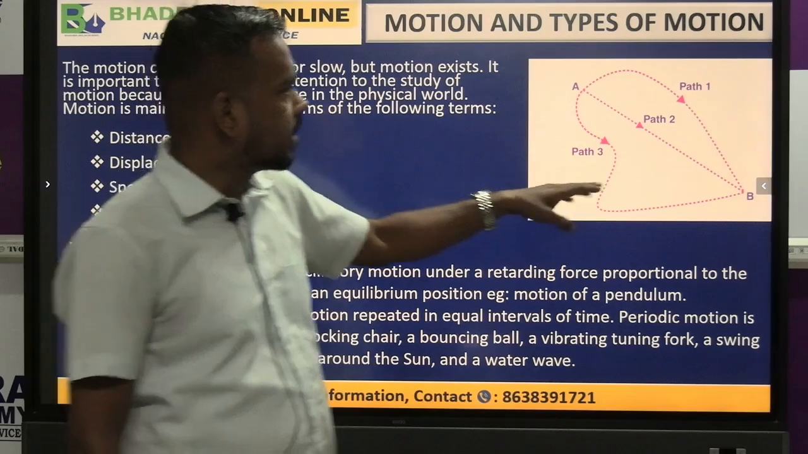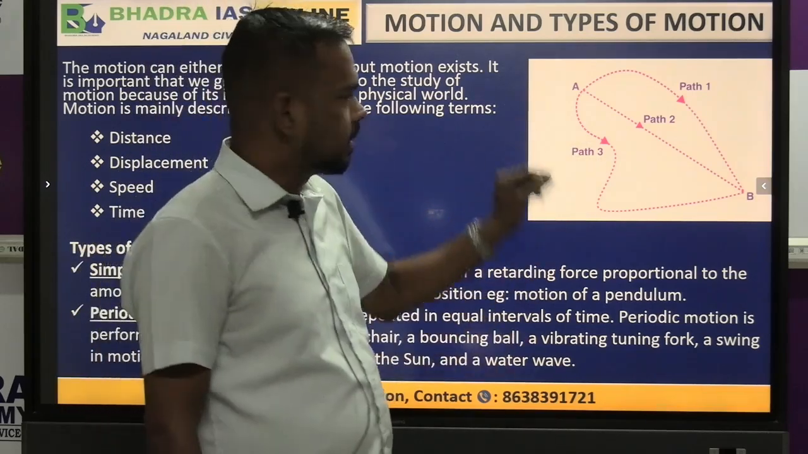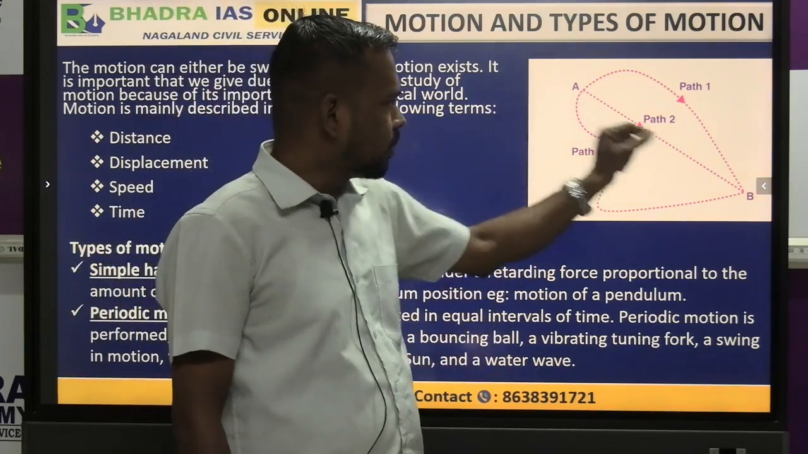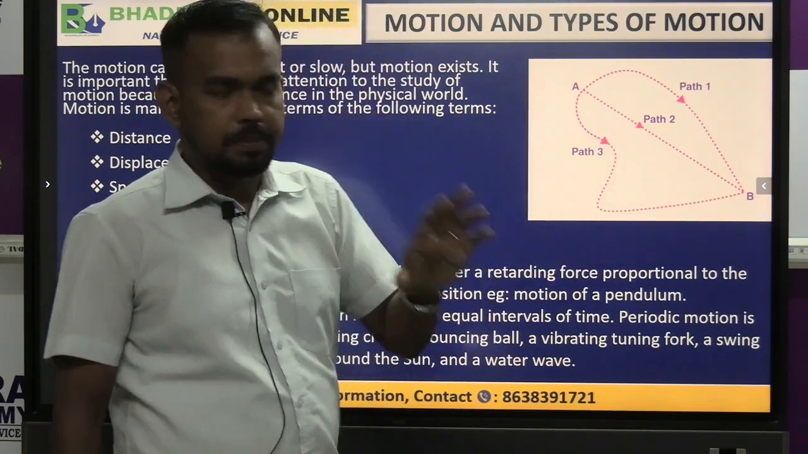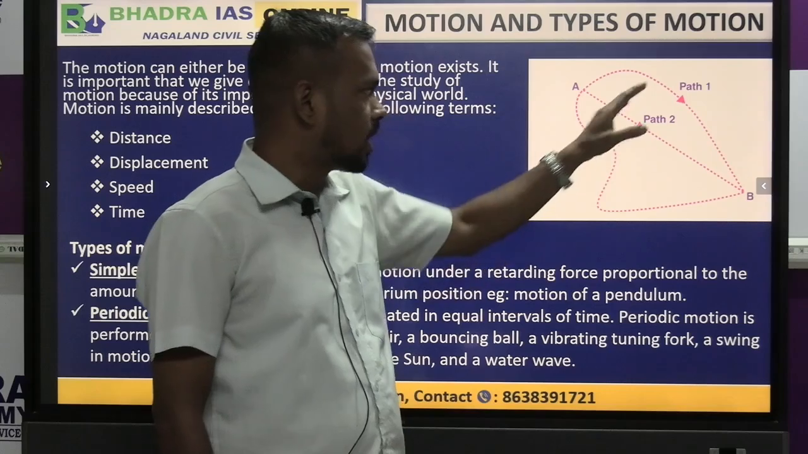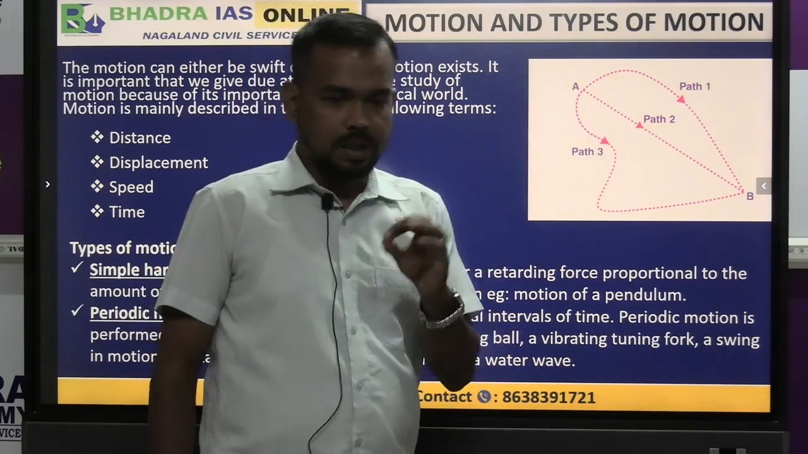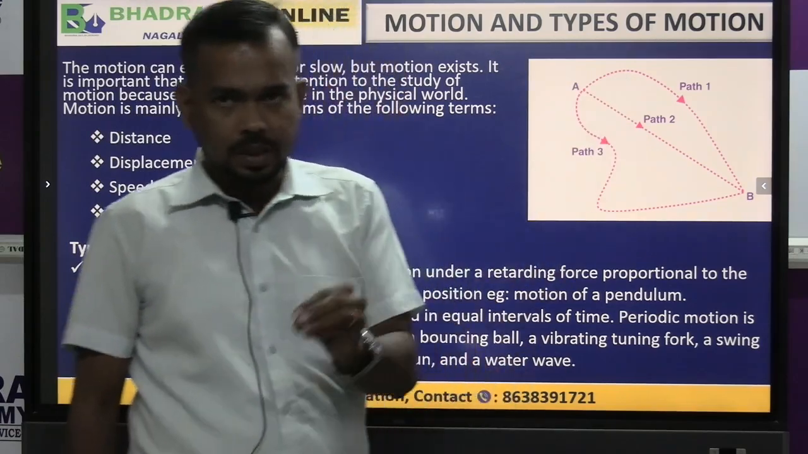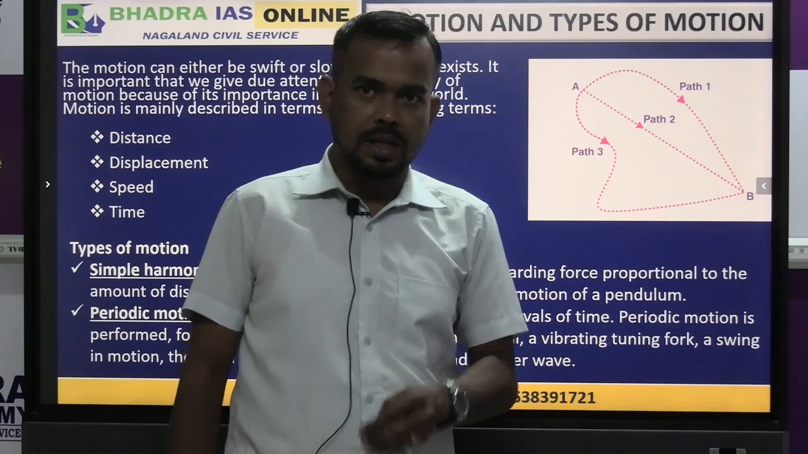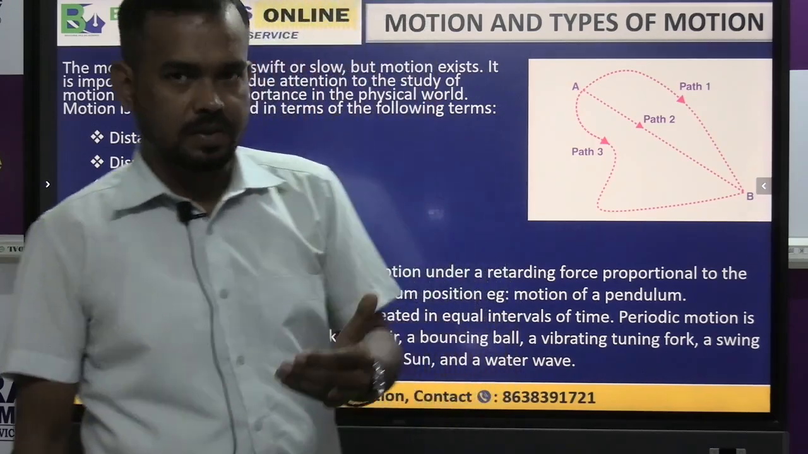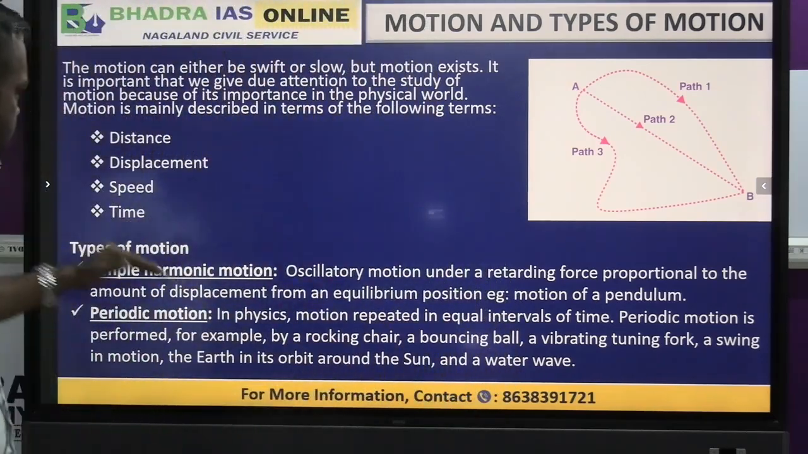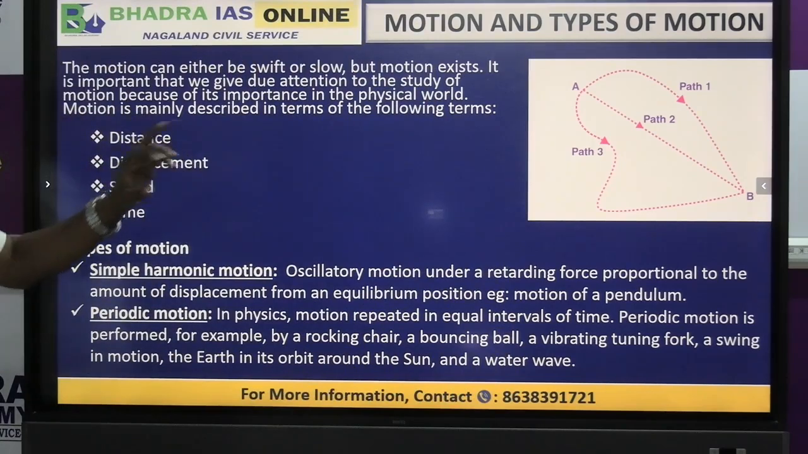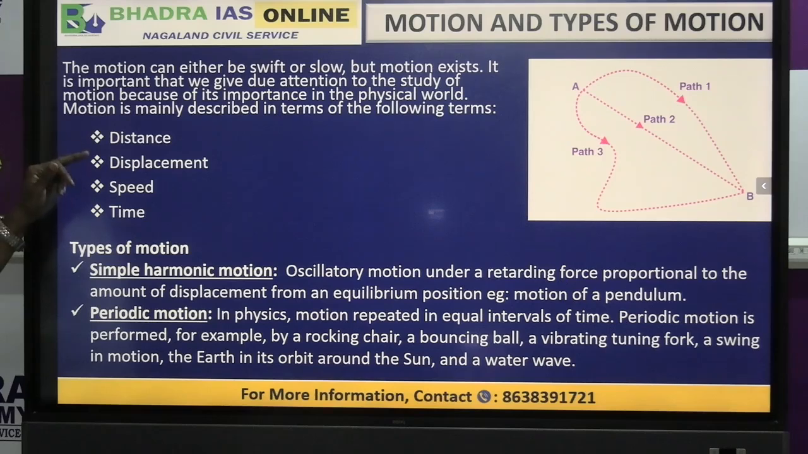Also you can see in the diagram, motion is basically a displacement of an object from point A to point B, but it can have different paths. Here are the different paths, path 1, 2 and 3. Depending on the path, the time taken, the speed and the distance will vary, and therefore the motions can be classified. So here it is written that motion can be classified by distance, displacement, speed and time. These are the four parameters by which motion can be classified.